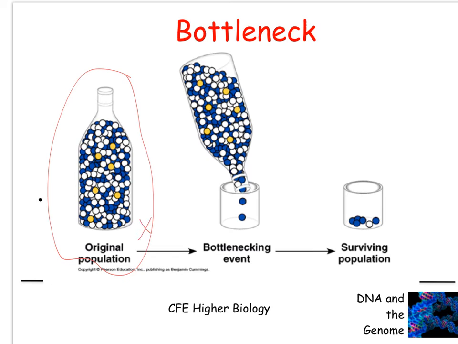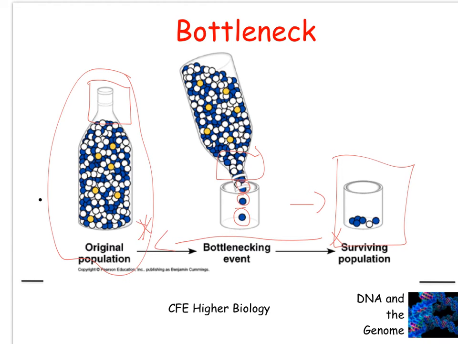So here we've got the original population. Some sort of event happens that results in this bottleneck effect, where only some of the population survive. So like, as I said, a flood or a fire or something. And so you end up with this surviving population. And you'll see that the container representing the surviving population has less genetic variation, and the allele frequencies are different from the allele frequencies that were over here at the beginning.